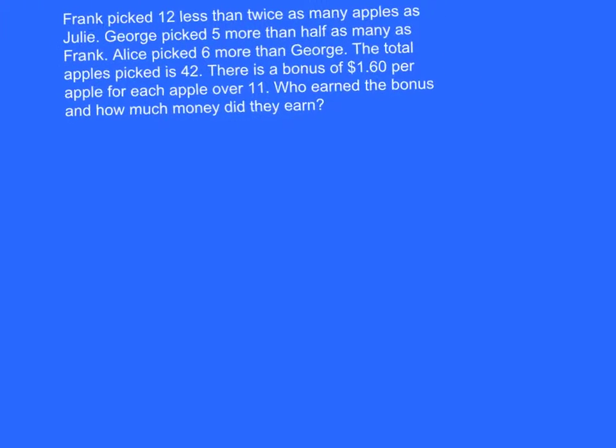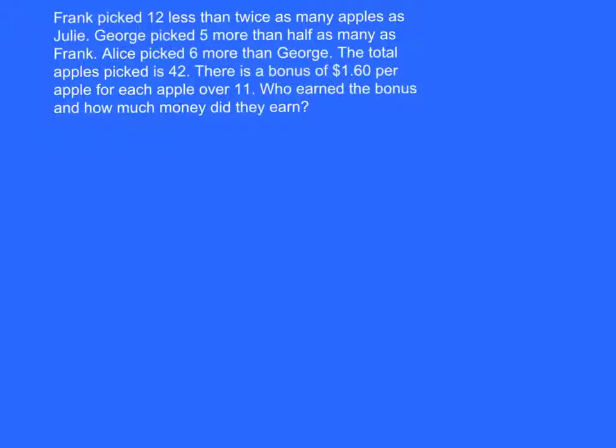So who is it that we know absolutely nothing about? We know nothing about Julie, so we'll put Julie down and make her an X. And for George, he is 12 less than twice as many as Julie. Oh, is that Frank? I put a G down. Yeah, this is Frank. So Frank is 12 less than twice as many as Julie. What should we put down for Frank? 2x minus 12 is right.